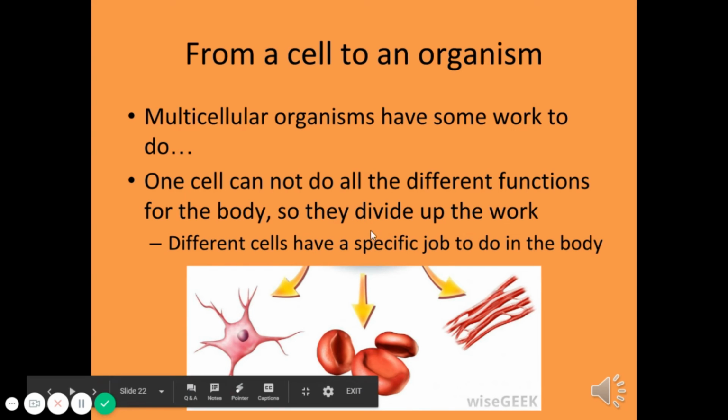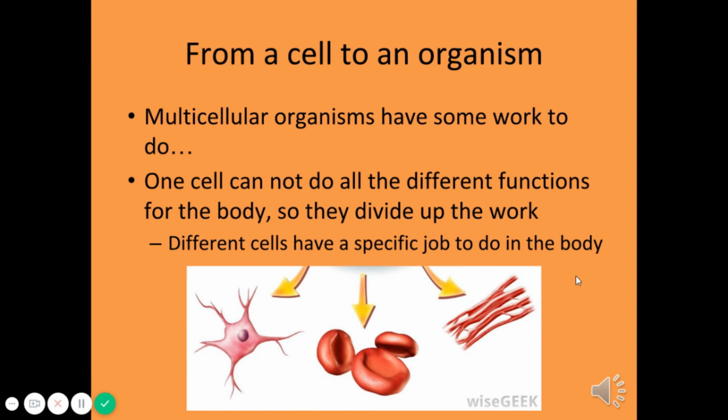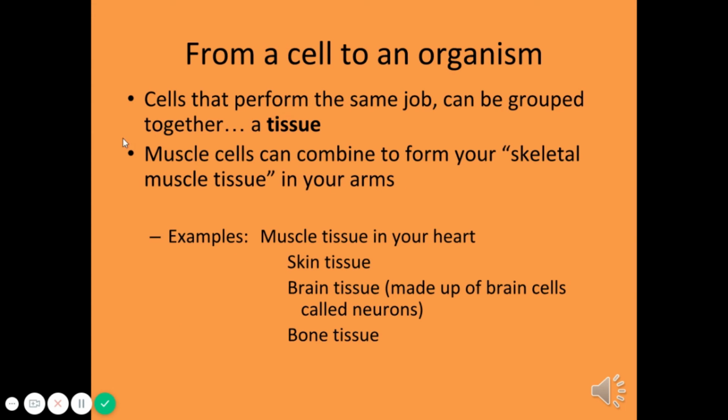One cell would form such things as nerve cells or blood cells or muscle cells, depending on its real purpose. Cells that perform the same job can be grouped together, and that's going to be called a tissue. Muscle cells can combine to form your skeletal muscle tissue in your arm, for example. Some other examples include muscle tissue in your heart, skin tissue, like on the outside of your body, brain tissue made up of many brain cells called neurons, and finally bone tissue.